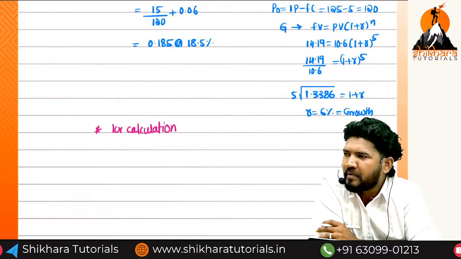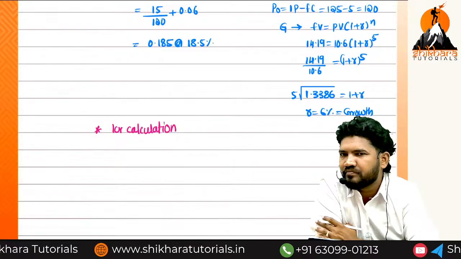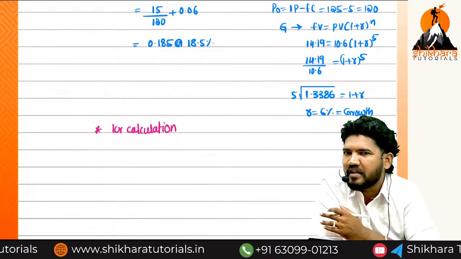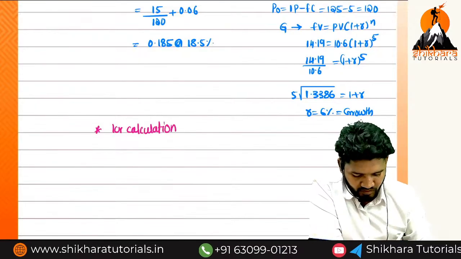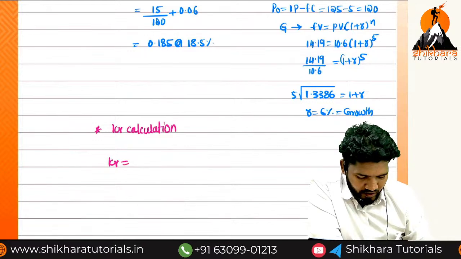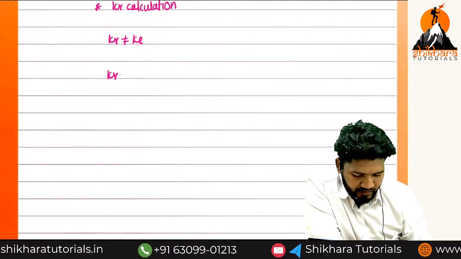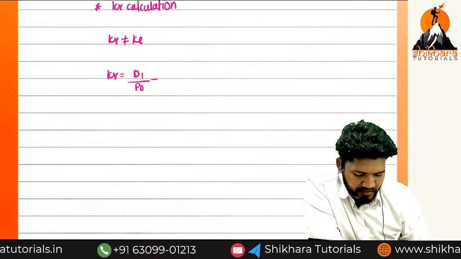If there is no personal tax and no flotation cost, KR equals KE. But when it comes to this question, flotation cost is there. Is it only flotation cost, or personal tax also? Only flotation cost. If only flotation cost, KR does not equal KE. Now what is KR? D1 divided by P0 plus growth.